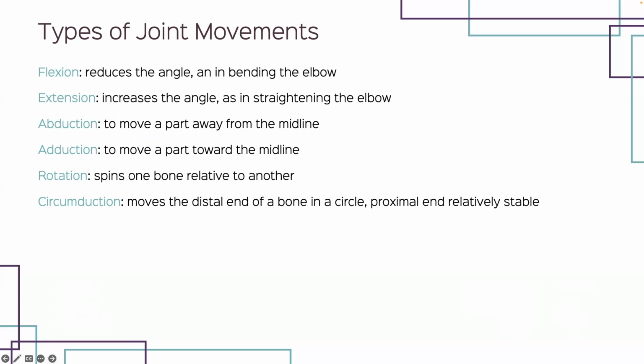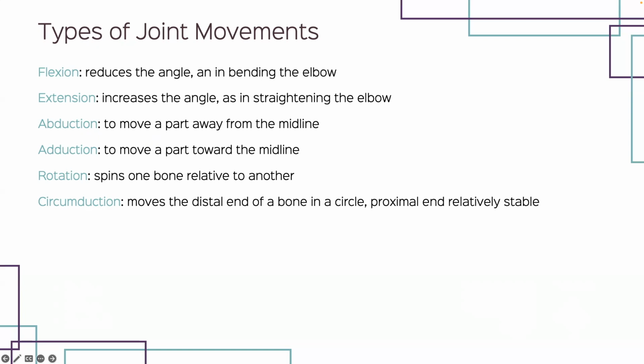Abduction is going to be moving it away from the midline. So if you raise your arm up, you're moving it away from the midline, and as you go down, which is your adduction, you're moving your elbow closer to the midline. Rotation just means that you have one bone that turns relative to the other. So basically just a rotation.